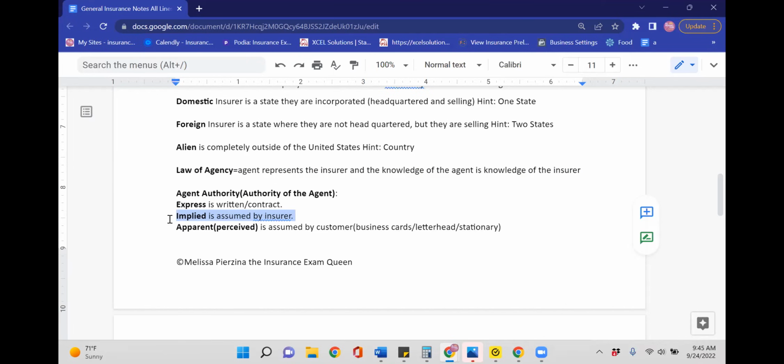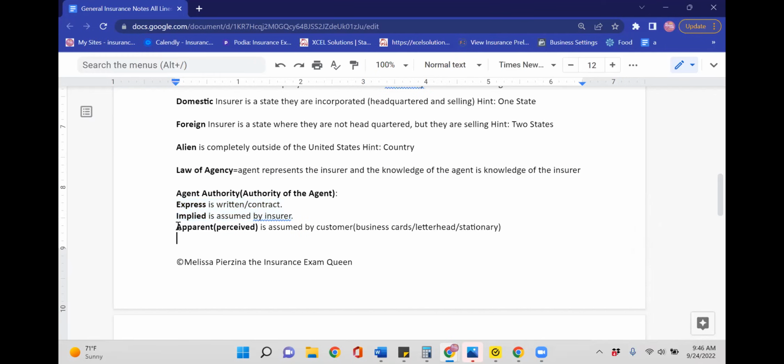You know how to collect payments. You know how to issue receipts. You know how to do it all. So it is assumed that if your coworker's customer comes in to make a payment, you can collect that payment. Even though it is not expressly written, it's not typed up in your contract, they imply that you can do that. Now, express and implied are real authority. It's factual. Express authority is written in your contract. Implied authority is assumed by the insurer, and they have the power to give you that.